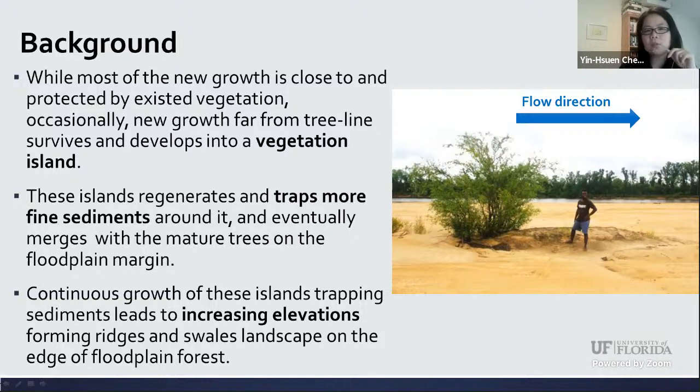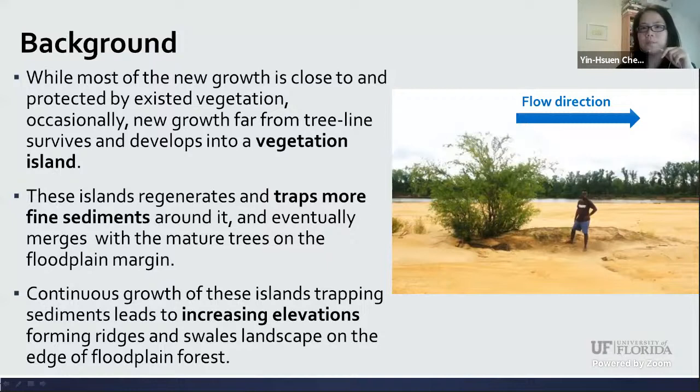And that looks like a huge jump. Think about it: you have a small island, right? I'm going to show you a photo later. You have a small island far away from the current tree line. But once it gets bigger and the tree line also keeps pushing forward to the riverside, they merge together, and this vegetation island actually becomes the new front line on the water edges.